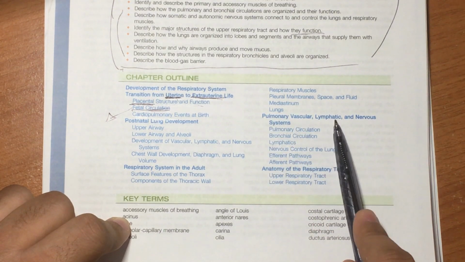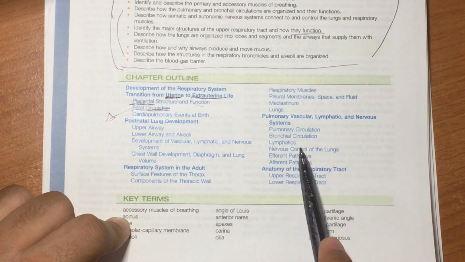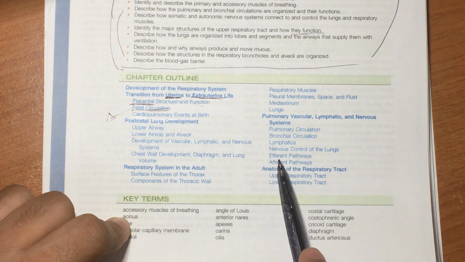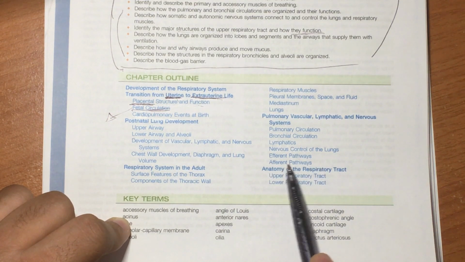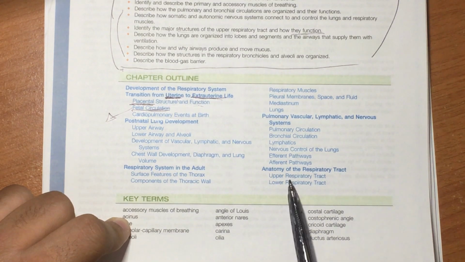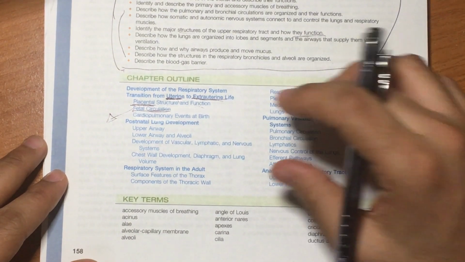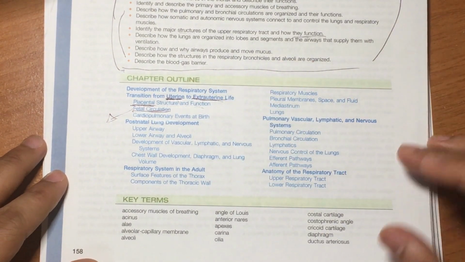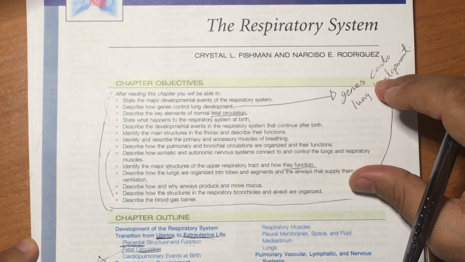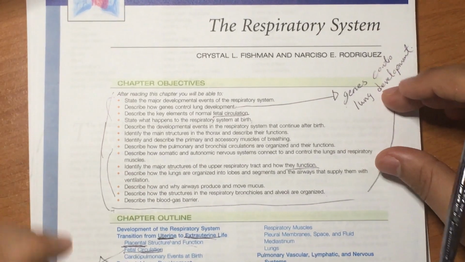Pulmonary, vascular, lymphatic, and nervous system. Pulmonary circulation, bronchial circulation, lymphatics, nervous control of the lungs, afferent pathways, anatomy of the respiratory tract, upper respiratory tract and lower respiratory tract. So this is the chapter outline. It is always best to go to this when you're studying, because this tells you what you're supposed to know at the end of this chapter.